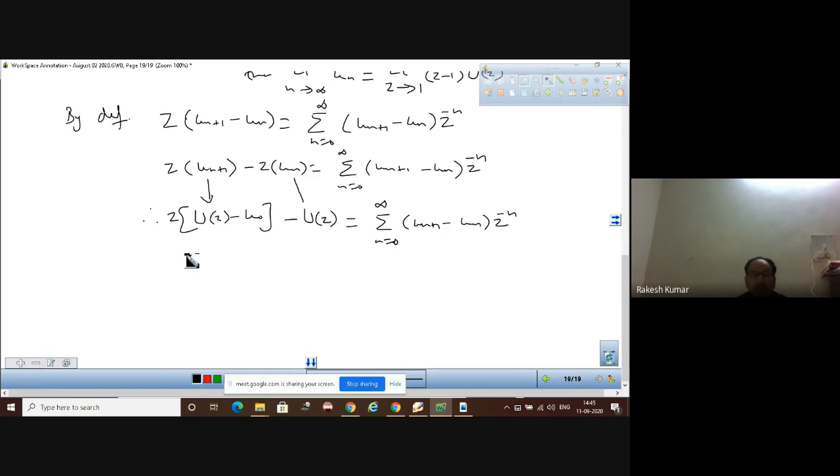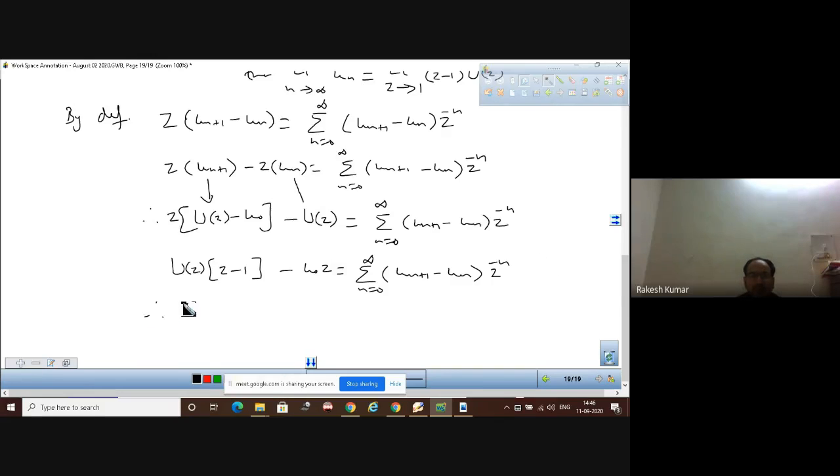We can take z common, so inside it becomes z minus 1, and U(z) is written here, minus u naught. On the right hand side, the term is written as it is: summation of [u(n+1) minus u(n)] into z raised to power minus n.